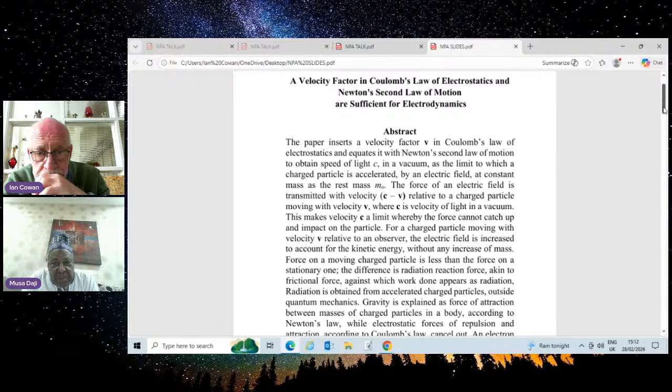For a charged particle moving with velocity v relative to an observer, the electric field is increased to account for the kinetic energy without any increase in mass. Force on a moving charged particle is less than the force on a stationary one. The difference is radiation reaction force.